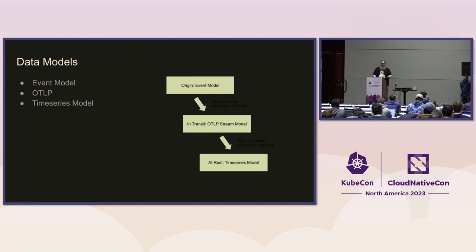So what I just described with observations is the event model, where each observation is an event that happens and you record the attributes and what thing you're observing. That then can get translated into a streaming model in OTLP, which is a representation of a set of aggregated events that is easy to send over a network. And then finally, your backend, whether that's Prometheus or some other data store, will turn that into its time series model that it will store for later query and analysis.